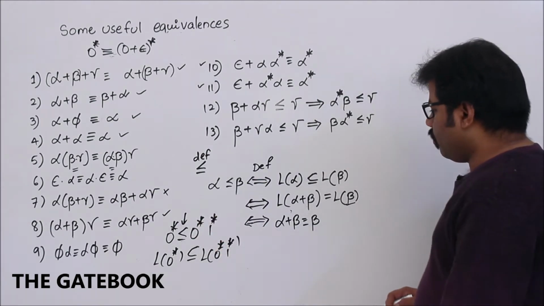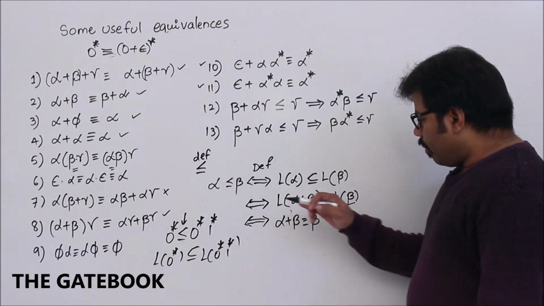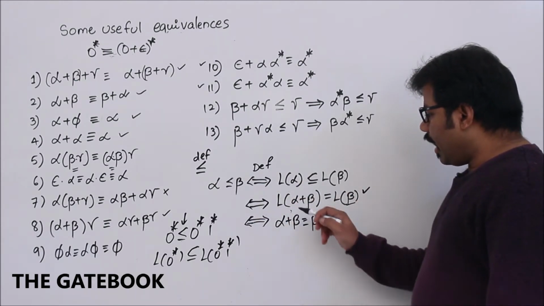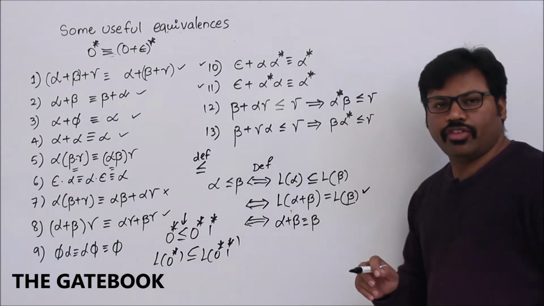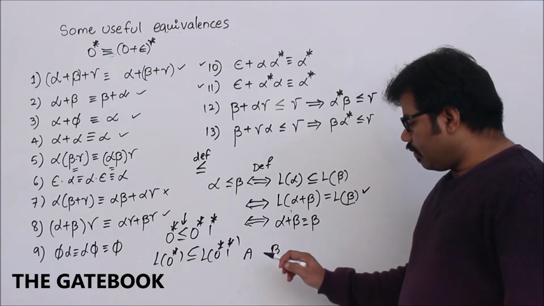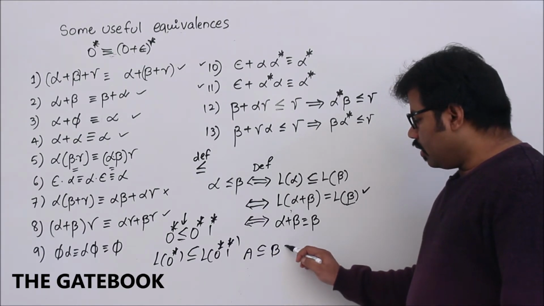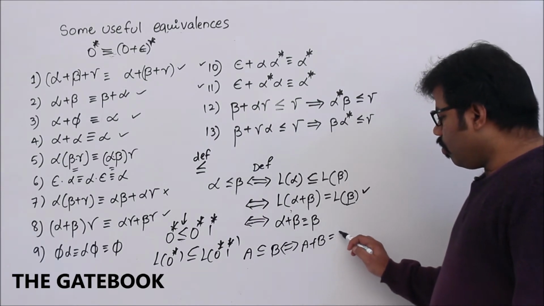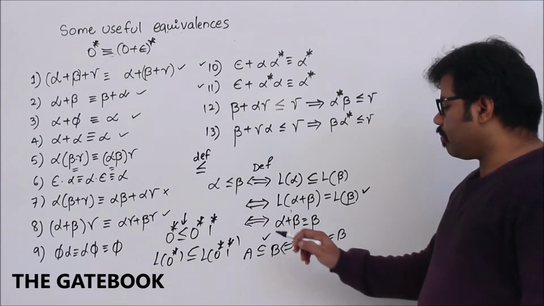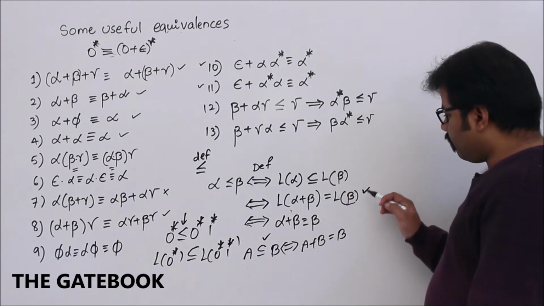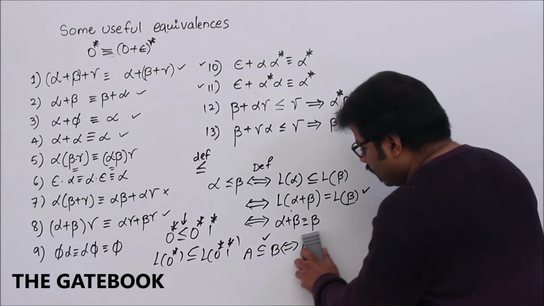Okay. Now, of course, I'm extending the definition. So this is equivalent to saying the language of alpha plus beta equal to the language of beta. You remember, whenever two sets A, B are such that A is a subset or equal to B, that is equivalent to saying A union B is equal to B. Okay, so both are the same. So that's why I am writing here the language of alpha plus beta equal to the language of beta.